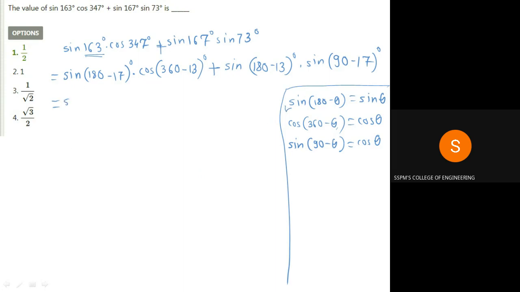So we can write sine 17 degree into cos 360 minus theta. What is cos 360 minus theta? It is cos theta. So we can write here cos 13 degree plus now this part sine 180 minus 30. Similarly, in first property, sine 180 minus theta is sine theta. It is sine 13 degree plus what is sine 90 minus 17? You can use this formula: sine 90 minus theta is equal to cos theta.